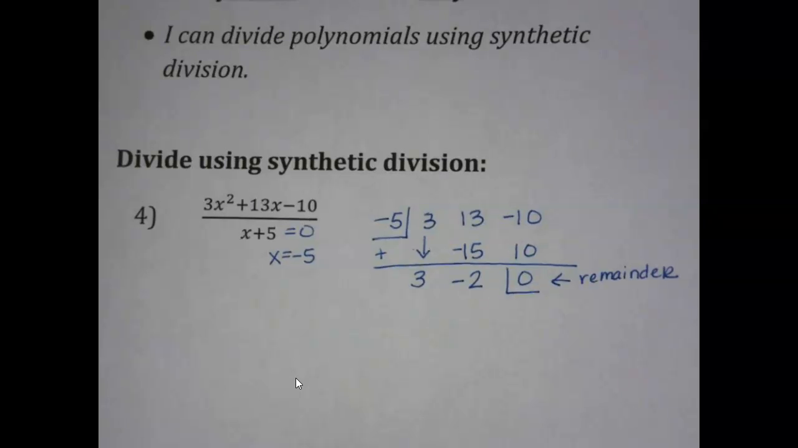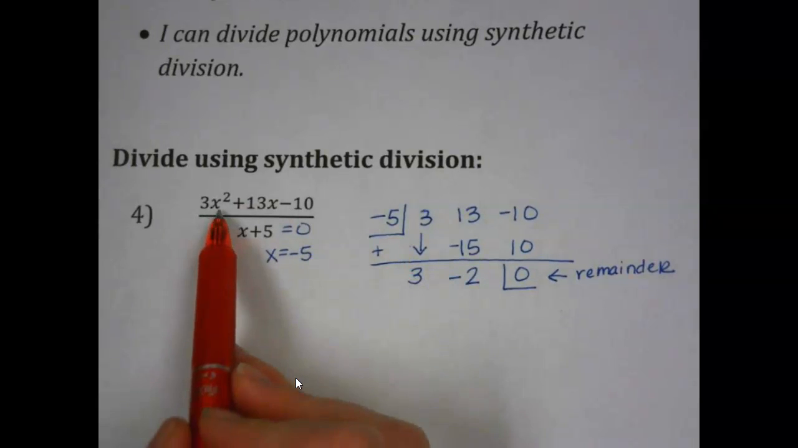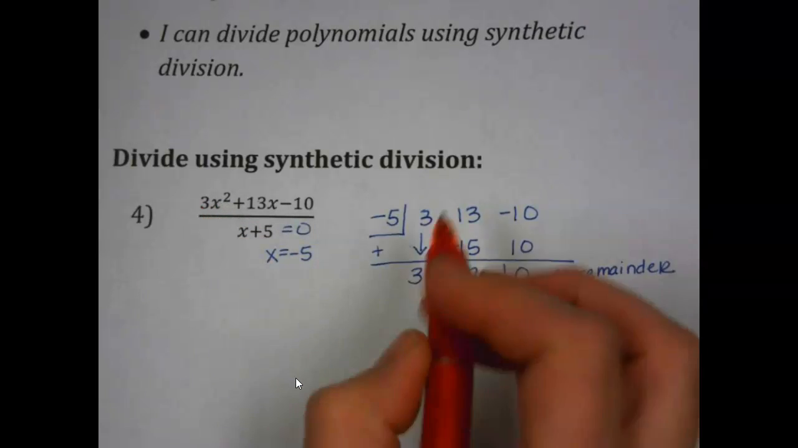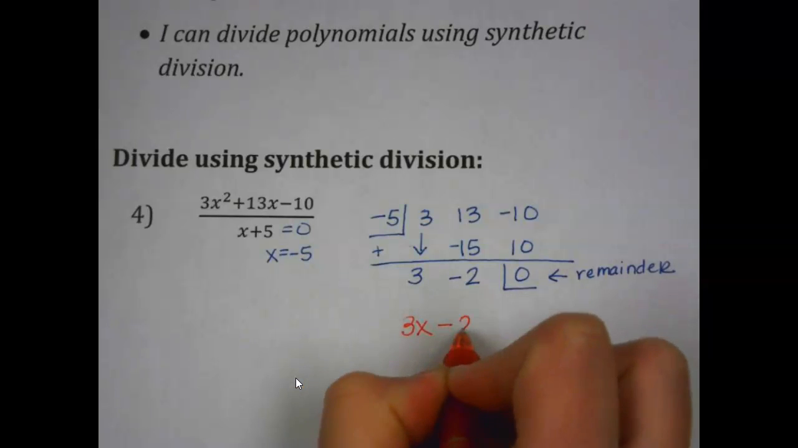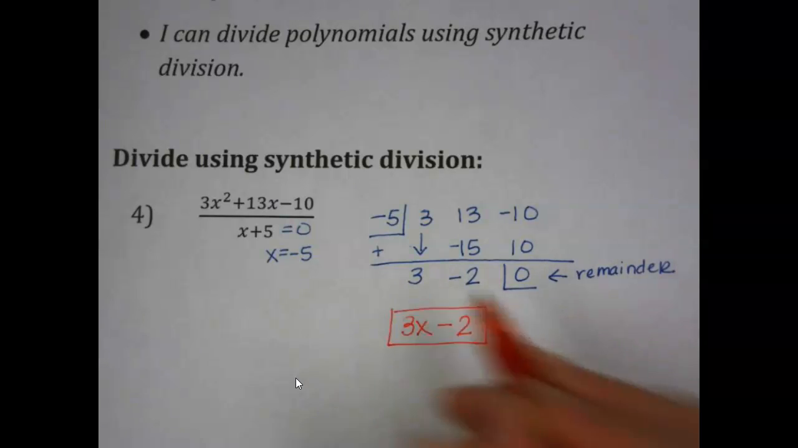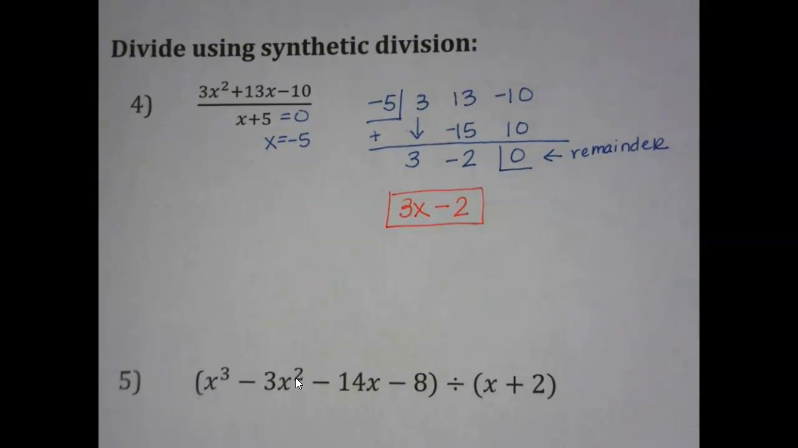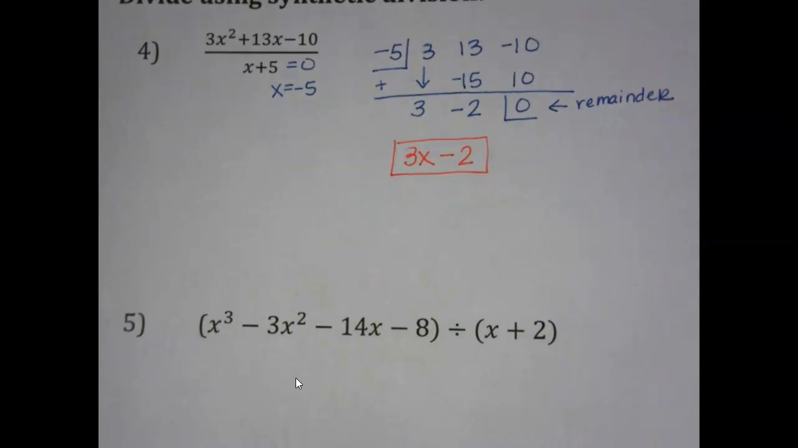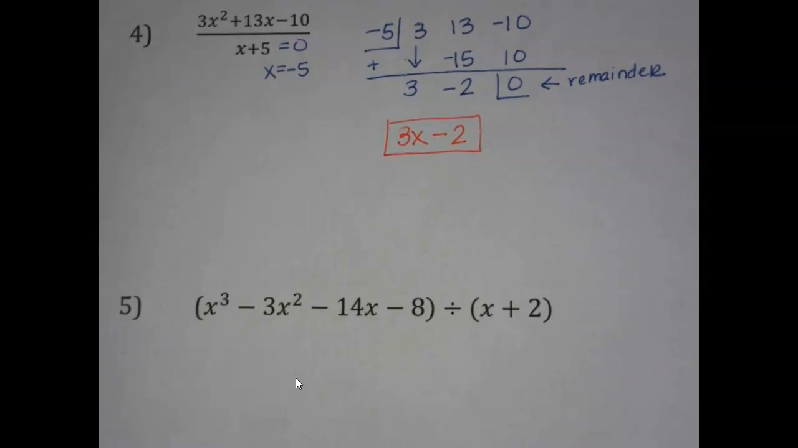Now, to write our final answer, you take these coefficients, and we were using a quadratic, but we divided it, so now it's a linear. So we have 3x minus 2. And that's our final answer. A lot of people like synthetic better than long division. I am certainly one of those, but you do need to know how to do them both. Let's try another one.